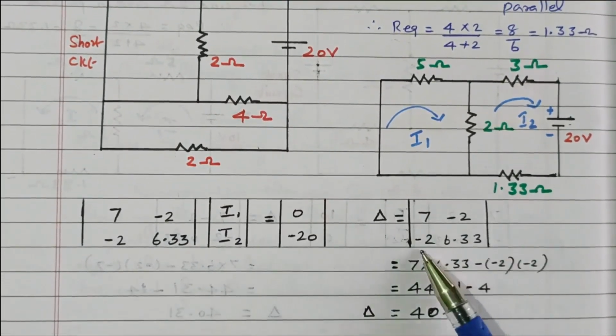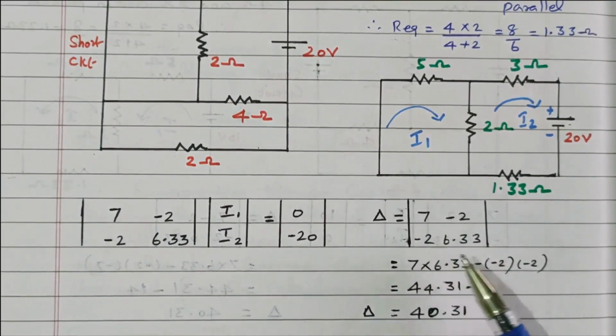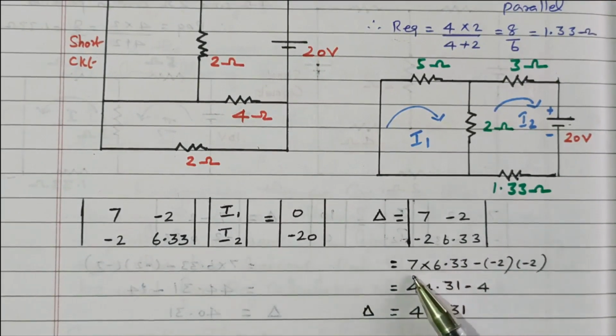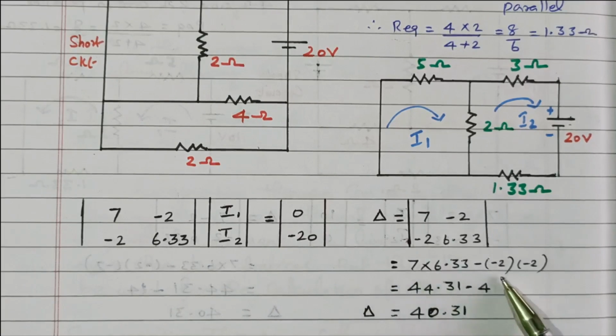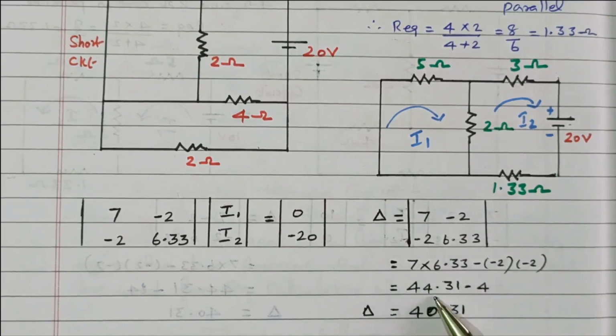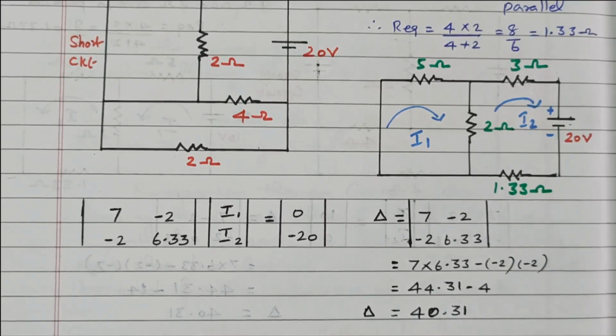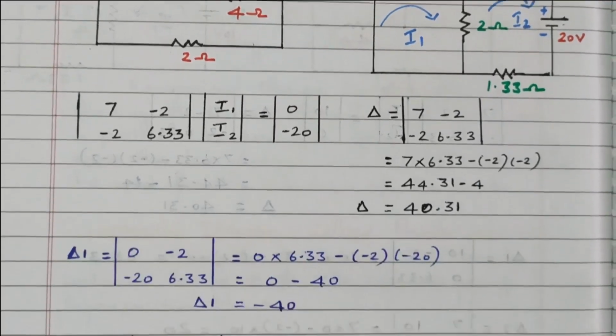7, minus 2, minus 2, 6.33. So this is very similar to the previous case. 7 into 6.33 minus of minus 2 into minus 2. So this value is 44.31 minus 4, it is 40.31. Very similar to the value in the previous step 1 also. The del value is 40.31. Now we need to find del 1 and del 2.